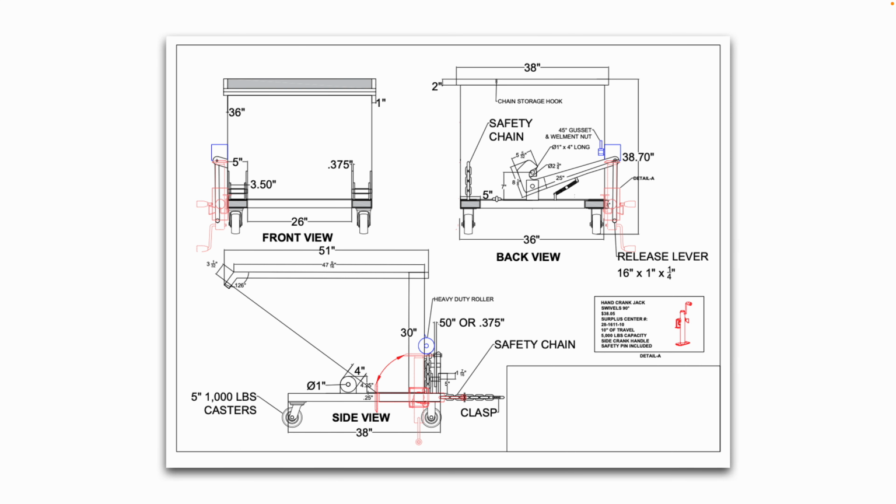So here's a few examples of what you can create in AutoCAD LT. This is for a self-dumping hopper for a previous employer. Again, you can specify dimensions, angles, thickness of material, etc.